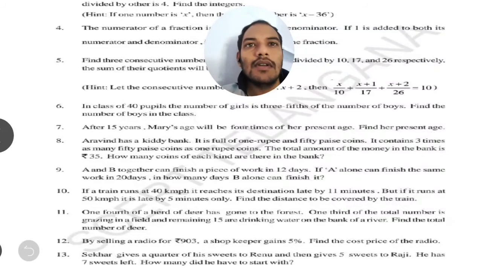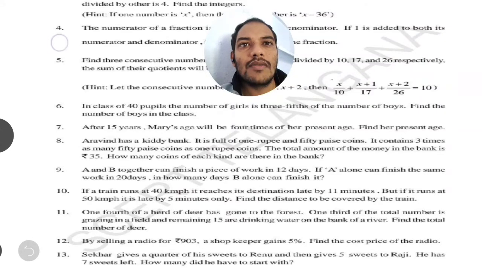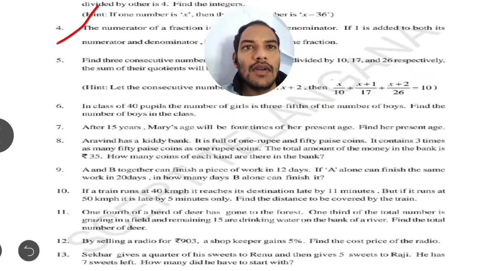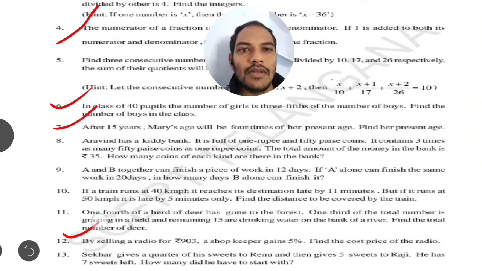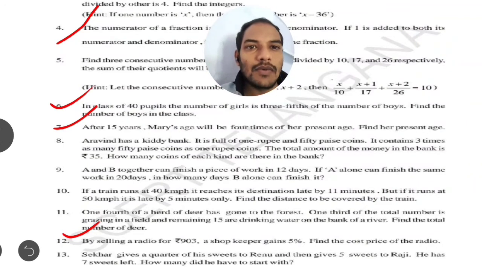Dear children, in the previous class I gave 4 problems for homework, which are the 4th one, and here the 6th, 7th and 12th. Let's complete these homework problems now.